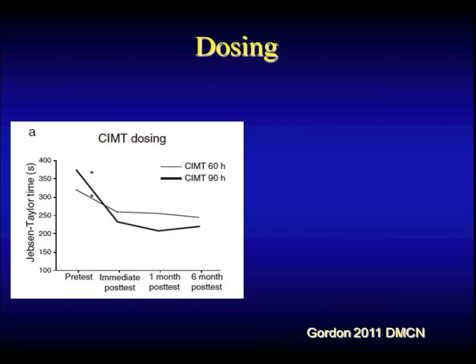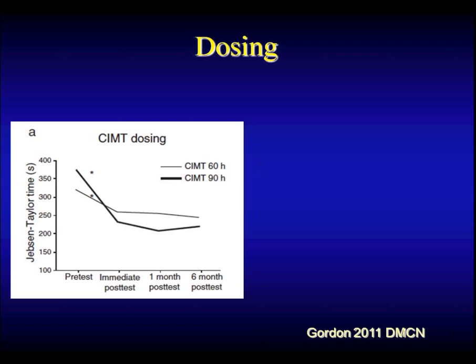We have not done a dosing study, but we have done studies, and we can compare across them to some extent, where we've provided either 2 or 3 weeks of training. And this is the Jebsen-Taylor Test of Hand Function. It's just a timed dexterity test. The faster score represents better dexterity. And what you can see is that this group receives 90 hours of training. This group receives 60 hours of training. Both of them improve significantly, but you can see that there's a greater improvement for the 90-hour training group.